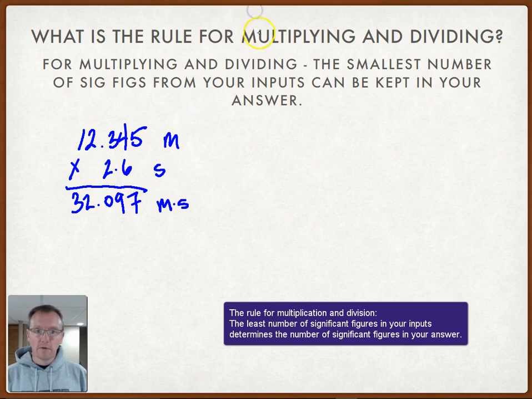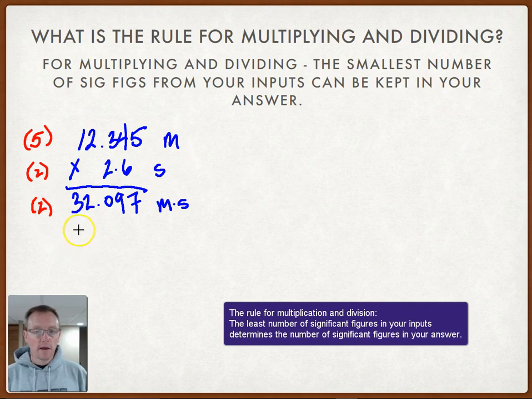So as I was saying before, this value has 5 sig figs. This value has 2 sig figs, which is the least number. The least number is the 2, so in the answer I can only have 2 sig figs.